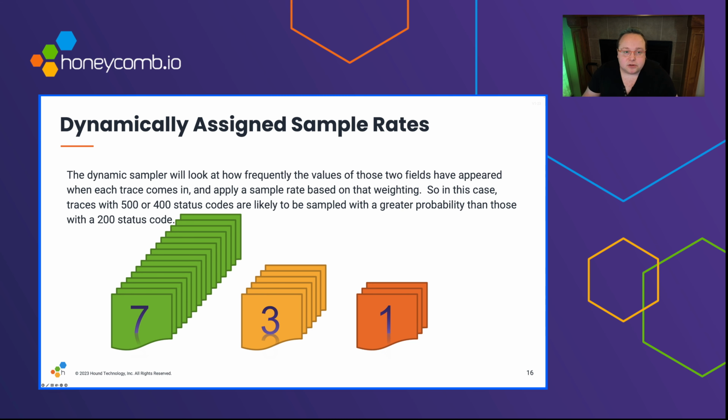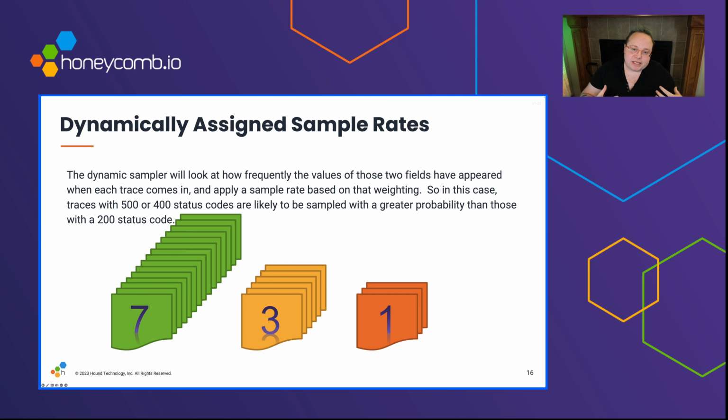Then the dynamic sampler looks at how frequently those keys have been appearing, and when each trace comes in, it applies a sample rate based on the weighting, which is based on how often we see each of those keys. So traces with 500s or 400s are likely to be sampled more maximally, meaning we're keeping more of the data than those with, say, a 200 status code where we're getting a lot of them.